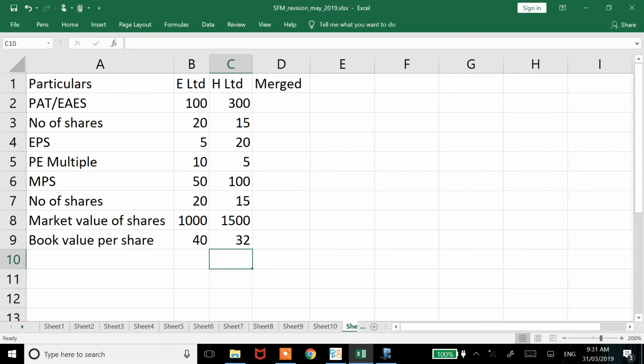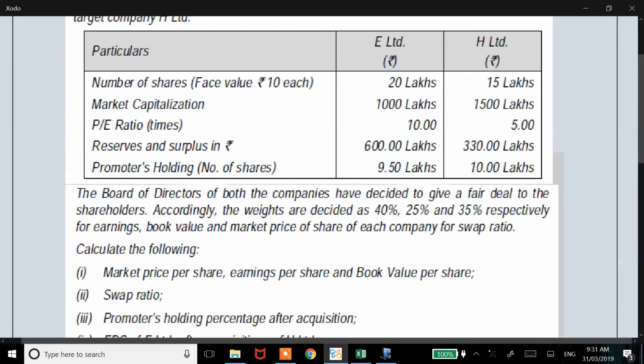Now once we are done with the base data, they've asked for, now listen, the board of directors of both the companies have decided to give a fair deal to the shareholder. Accordingly, the weights are decided 40%, 25% and 35% for earnings, book value and market price. So when I'm going to allot shares, I'm going to allot shares based on multiple parameters: book value, earnings, and market price.